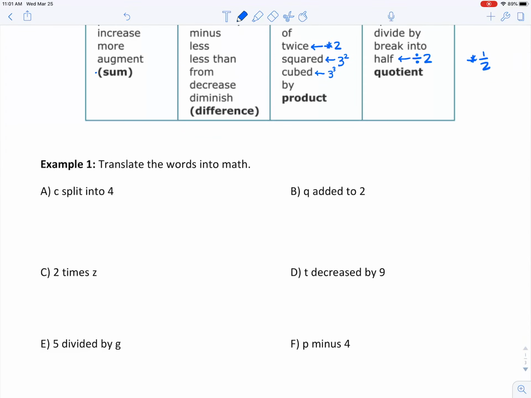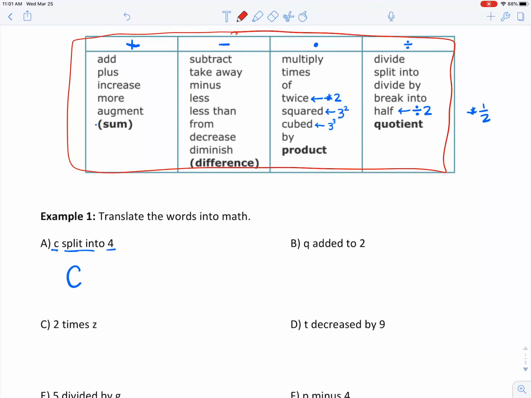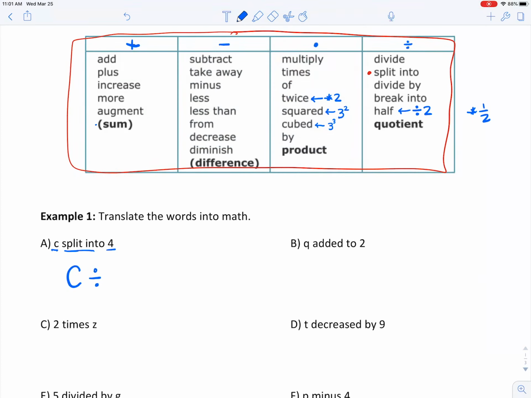All right, so taking a look at example 1, it says translate the words into math. So we have C split into 4. That means we are taking whatever number C is, we don't know what number that is, and split into. If I were to take a look at my chart up here, and find the word split into, I see that it is right here. So that means that C is divided by 4, because split into means the same thing as divide. If I look at letter B, we have the letter Q added to 2. Added means just plus, so Q plus 2.